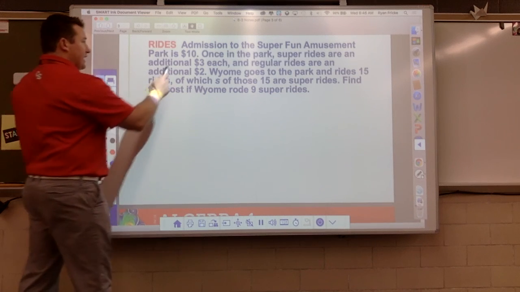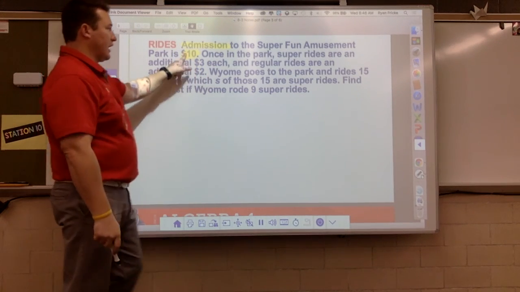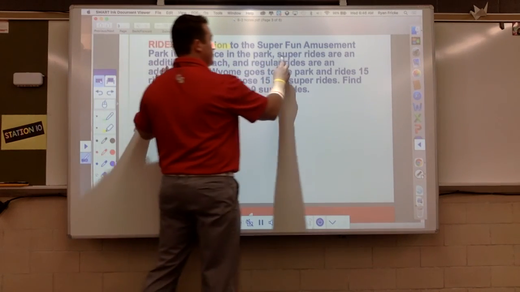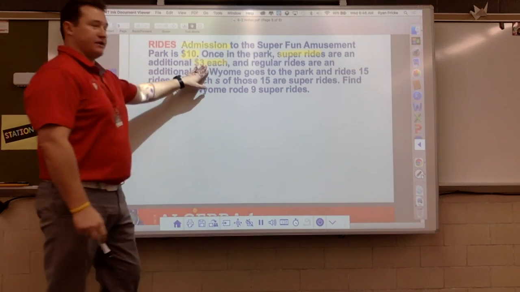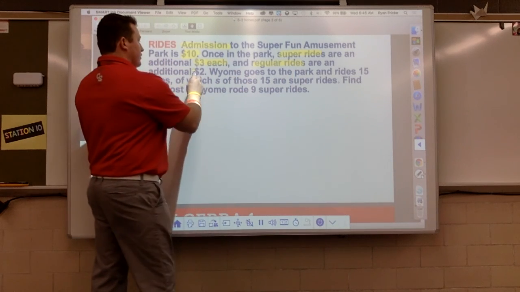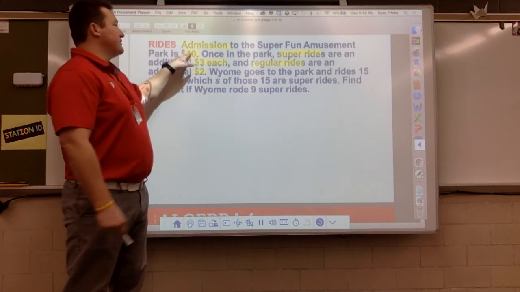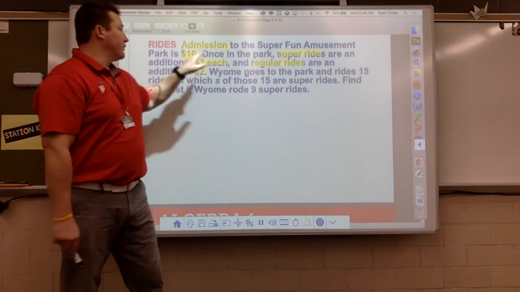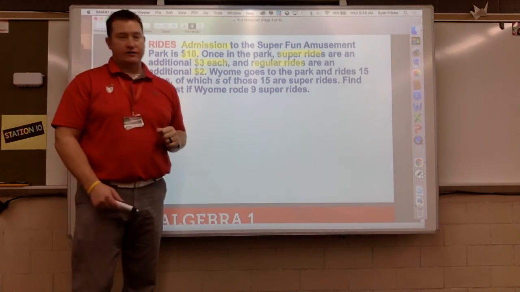So everything that costs money, guys, I'm just going to, okay, so admission, $10. Got it. Once we're in the park, super rides, not sure what a super ride is, but I apparently would like to go on one, are $3 each because they sound better than a regular ride, which is $2. Okay, so recapping, $10 to get in. Apparently, if we're going to take a super ride, which I will, it's $3. You guys can all go on the regular rides that are an additional $2.